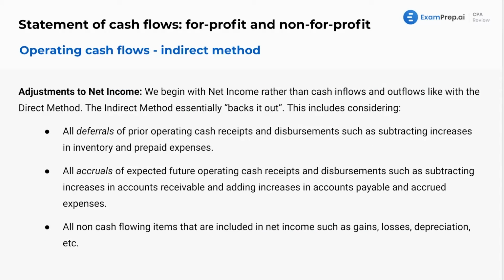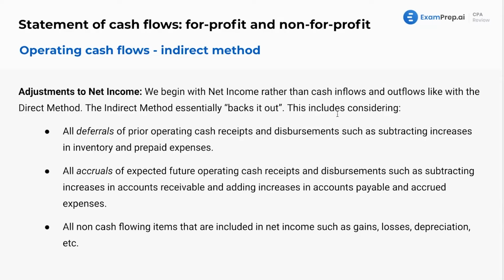All right. Now, more on the indirect method. We make adjustments to net income. We always start with net income. Whenever you're seeing an indirect method question, just have your eyes jump to net income. That is where we'll start. We begin with that rather than the cash inflows and outflows, like with the direct method. The indirect method essentially backs it out. That's the best way to describe the process, right?